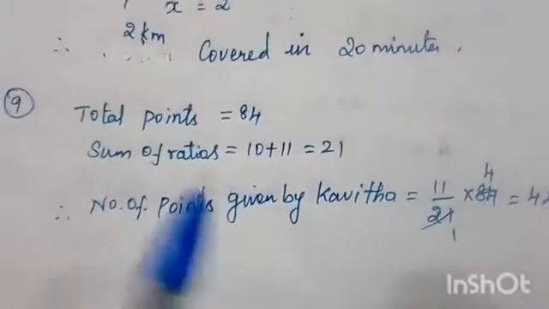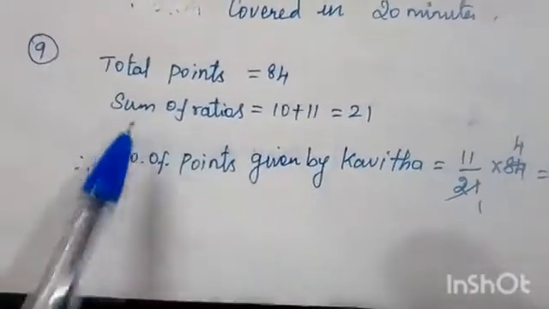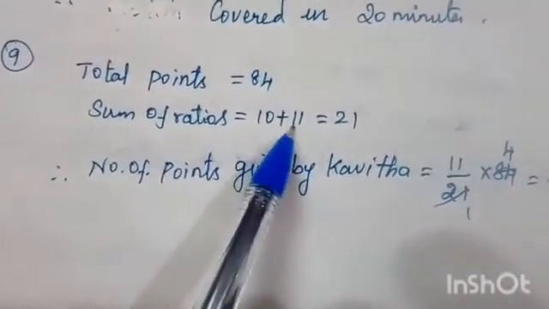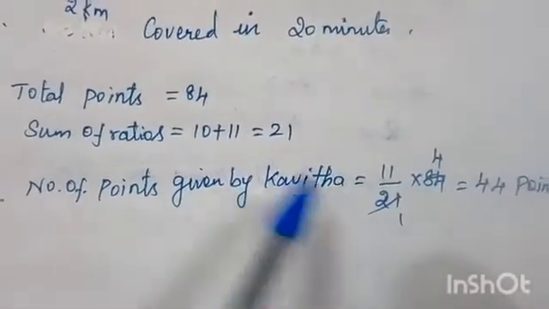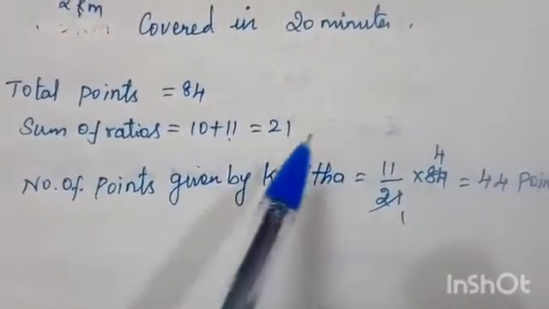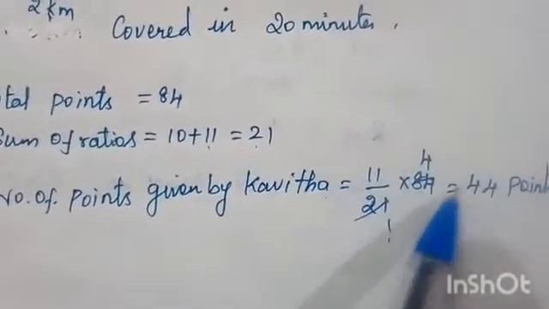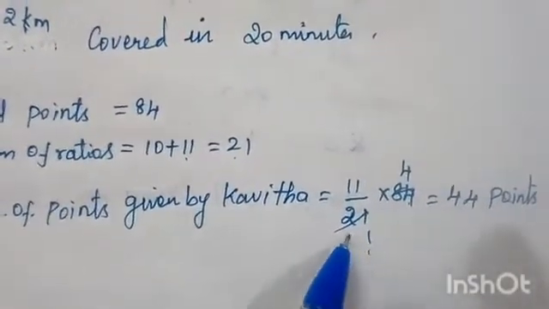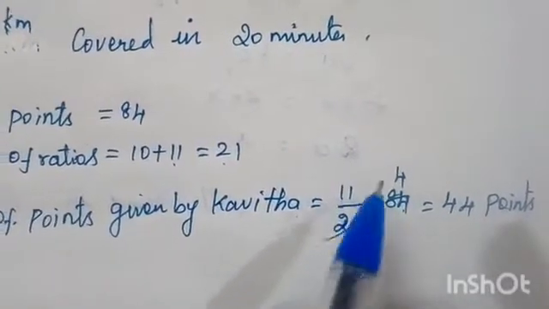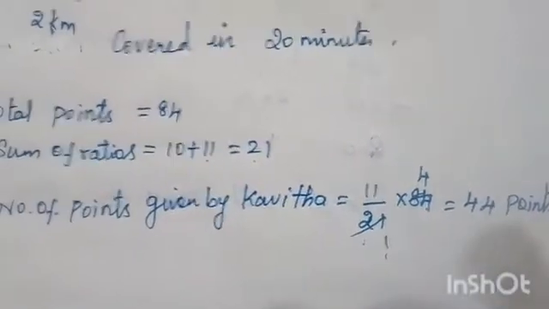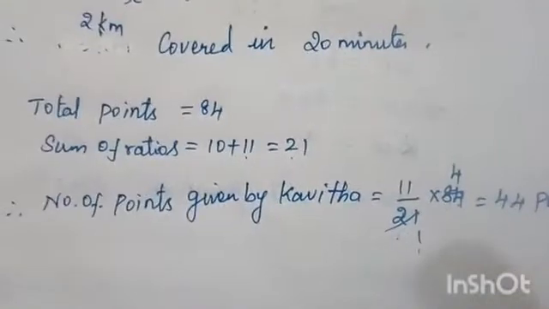Total points is equal to 84, it is given. So the sum of the ratios 10 plus 11 equals 21. Number of points scored by Kavita: Kavita's ratio is 11, total is 21. So 11 by 21 into 84. 1 time 21, 4 times is 84. So 11 into 4 is 44 points. So the number of points scored by Kavita is 44 points.